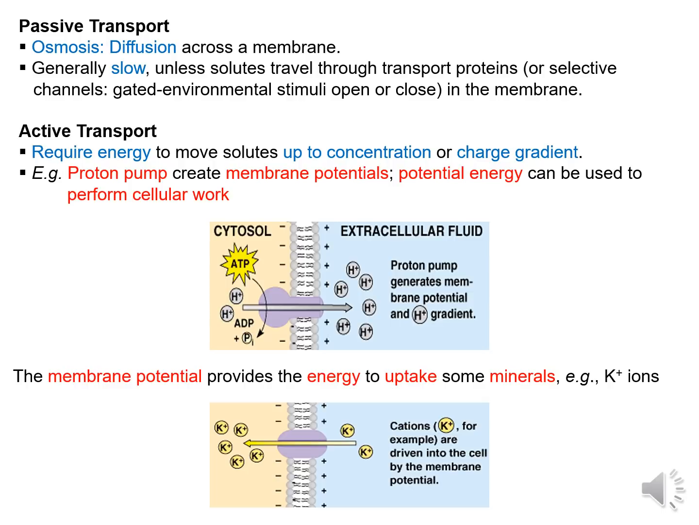And the second example, the membrane potential also provides energy to take up some of the minerals, for example, potassium ion. So, in active transport, either they can create membrane potential or they can also provide energy to take up the minerals into the intracellular space of the cell.